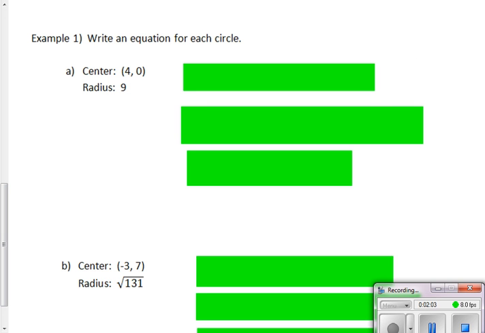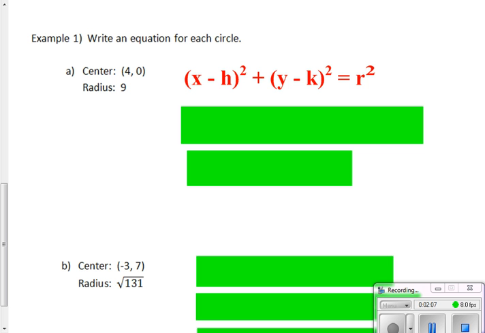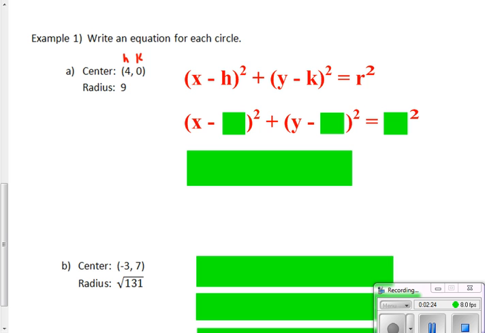In example 1, we'll go ahead and give it a shot. I like to start off with that original equation for a circle. Next, I put in our h and k values. Remember, h is in relationship to x. So we'll substitute 4 and 0 in for h and k. When I substitute in for h, we have 4. When I substitute in for k, we get 0, and we know 9 is our radius.